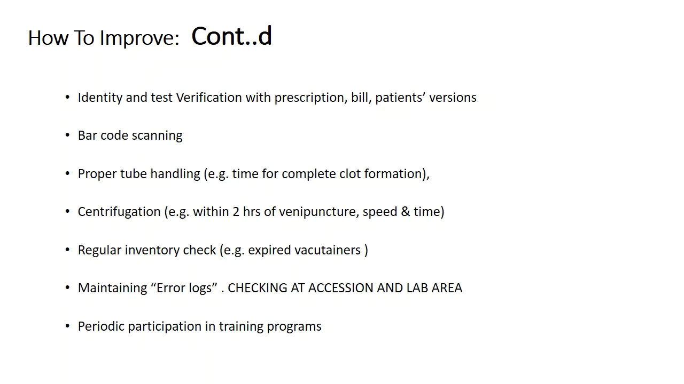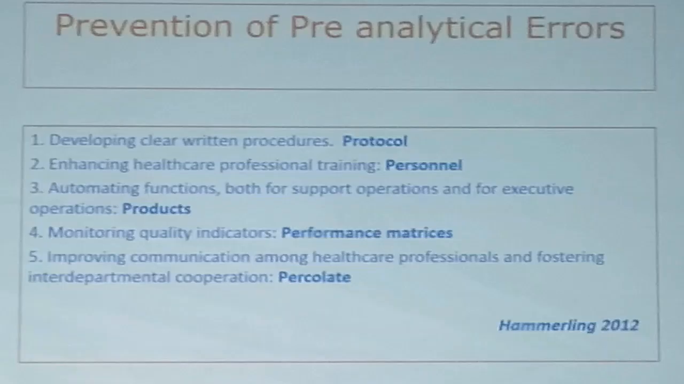So these are the prevention of pre-analytical errors. These are the 5 P's I have mentioned. Protocol: there should be a sample collection manual, proper transport protocol, proper accessioning protocol. Personnel should be properly trained. You should use proper good quality products for venipuncture, good quality vacutainers, etc.